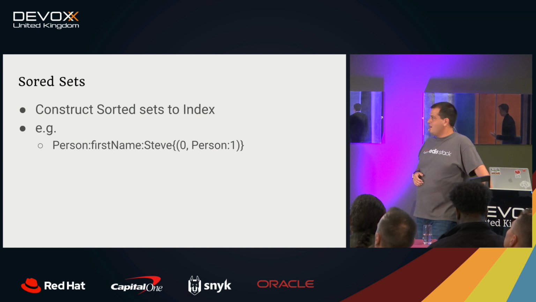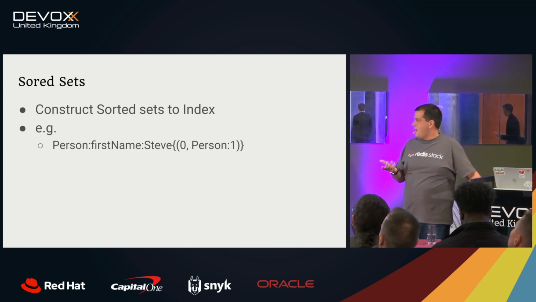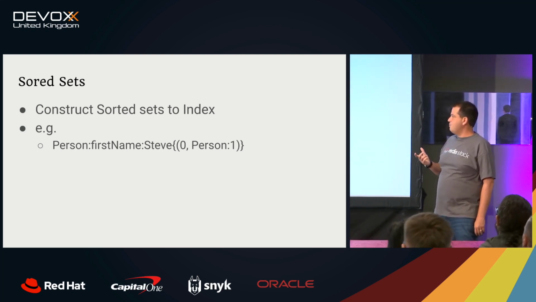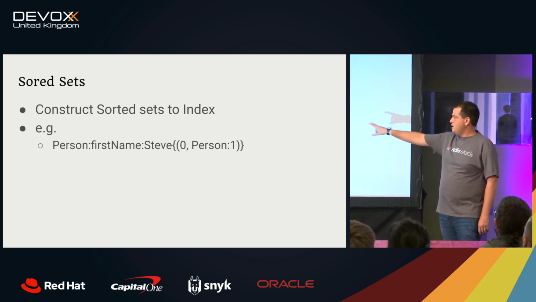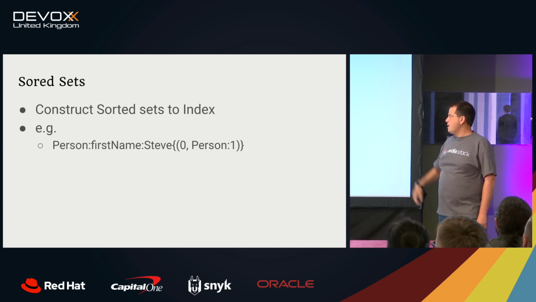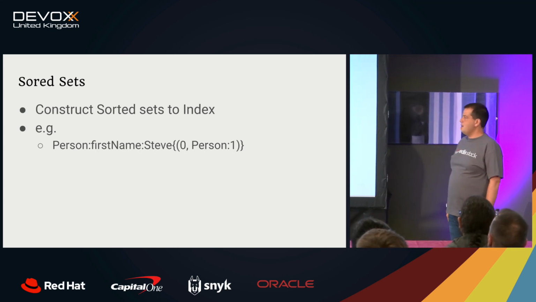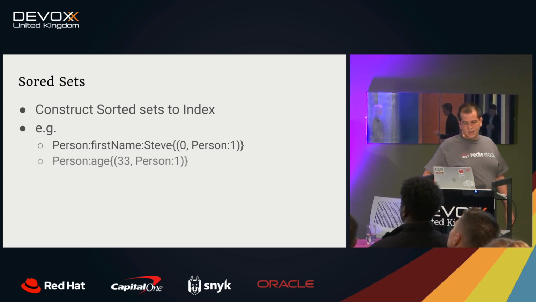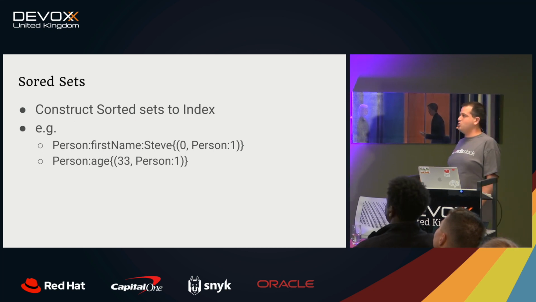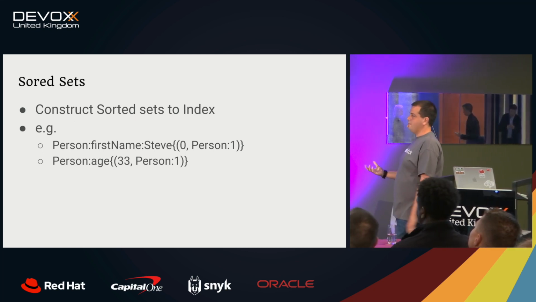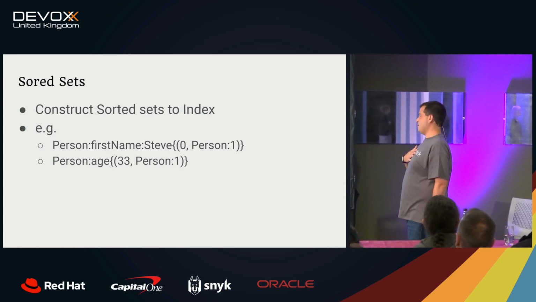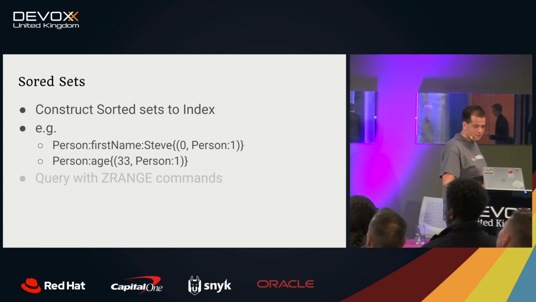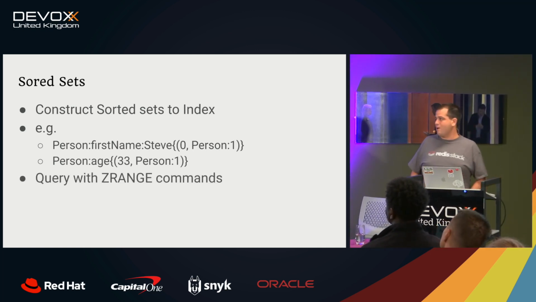For example, I would have a set called person:first_name:Steve, and that set would contain a score of 0 and a member of person:1. And that would be like, oh, I can now find all the people named Steve by querying this thing. Then you'd have person:age, and you would give it the age, which is still 32 for another 2 days, but almost 33, and then person:1. And then you can query things with ZRANGE commands.